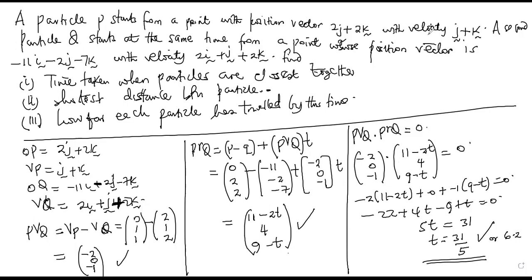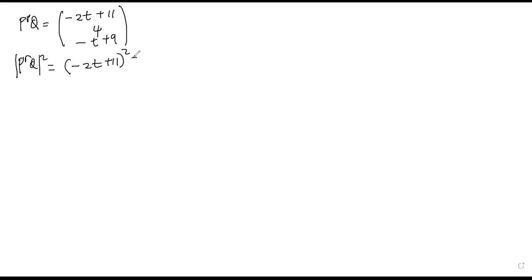But if someone wants to use other methods, one can use the differential approach, whereby after having gotten PRQ is negative 2t plus 11, 4, negative t plus 9. So if we want to use the differential approach, you can get PRQ squared, which will be, you are going to square negative 2t plus 11, then you square 4, then you square negative t plus 9. So when you're differentiating now, we know that d dt of PRQ squared should be equaling to 0.